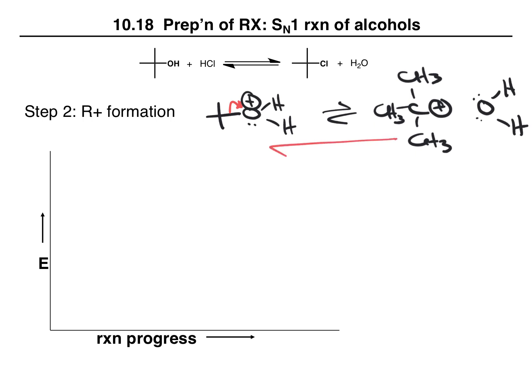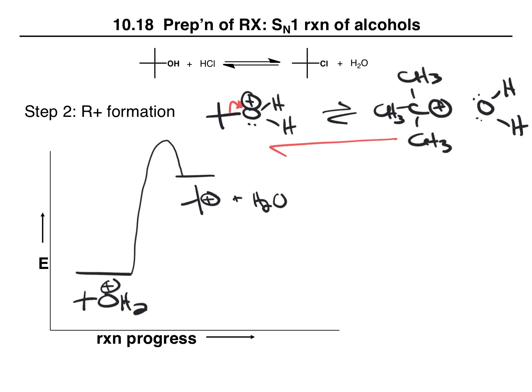So what does that look like on an energy diagram? If this is the energy of our starting material, then maybe this is the energy of our intermediate, so the carbocation and water. And then it's going to look like this.